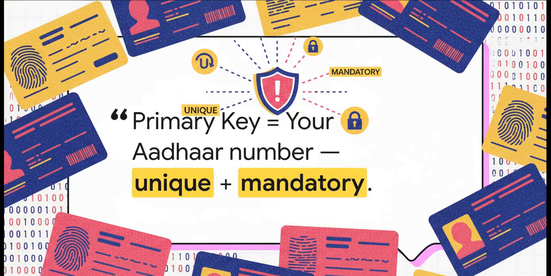The primary key. This is the big one. It's like your national ID number. Everyone's got one, and no two are ever the same. It's the ultimate identifier for any record in your table. It has to be unique, and it absolutely cannot be empty, period.